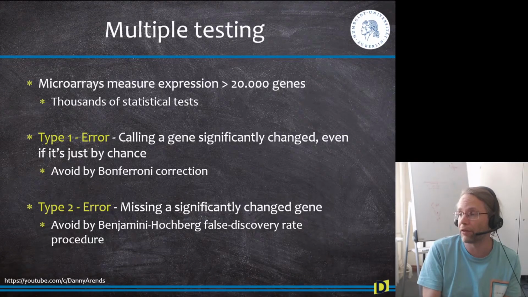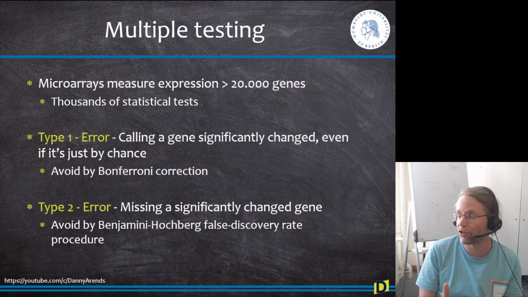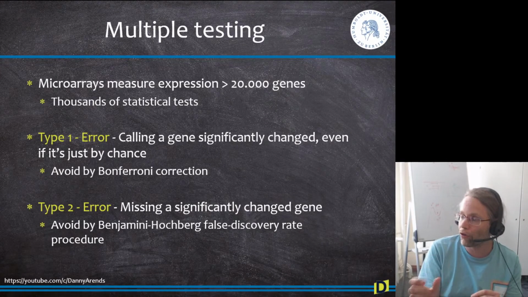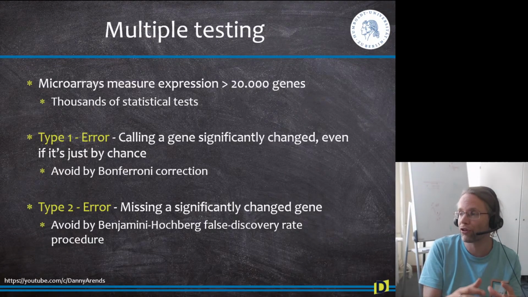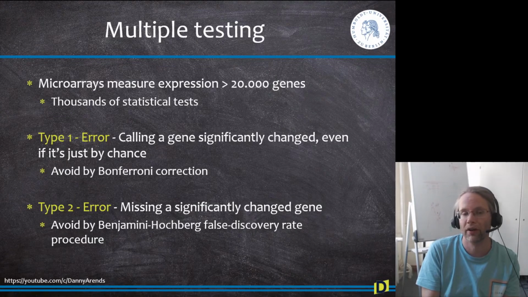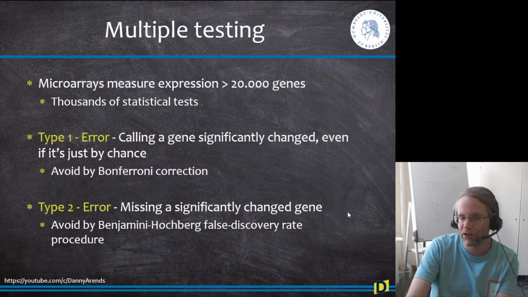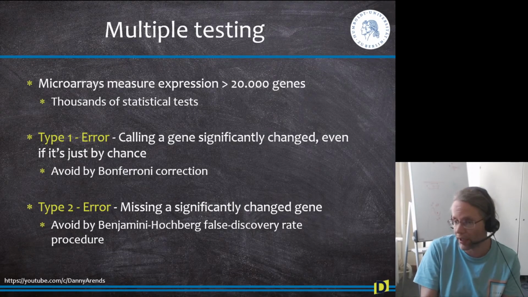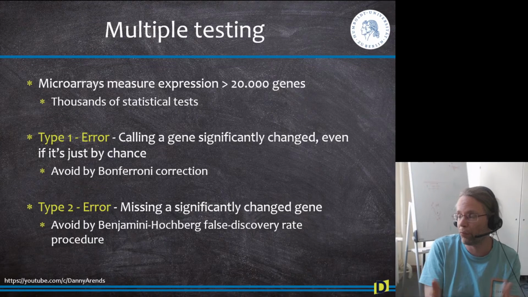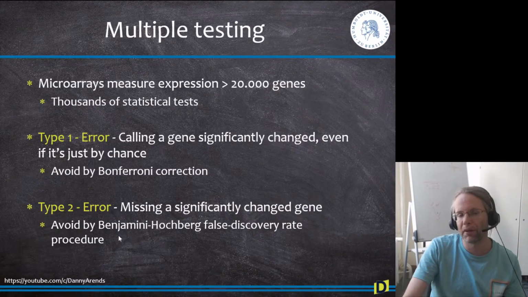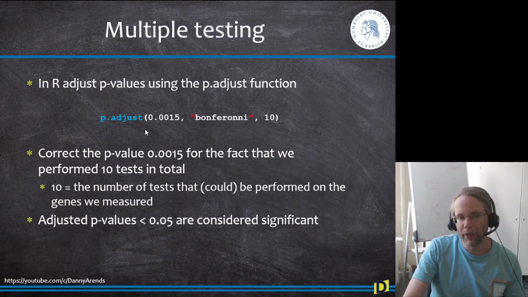Because Bonferroni is relatively restrictive, it might be that in the group of genes that we say are not different, there are actually genes which are different. So we can also optimize and say we want to miss at most 5% of the genes which are differentially expressed, right? That is called the type 2 error, missing a significantly changed gene. So a gene is significantly different, but we say that it's not. And this can be avoided by the Benjamini-Hochberg false discovery rate. And in R, we can simply use the p.adjust function. The p.adjust function takes as an input the p-values that we observed. We then tell it which procedure we want to use, like Bonferroni, and then we tell it how many tests we did.